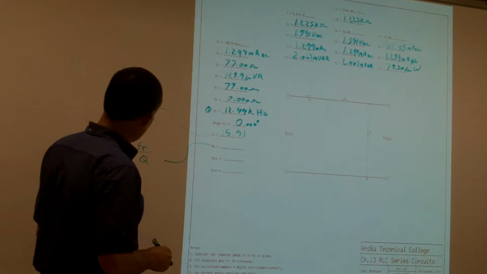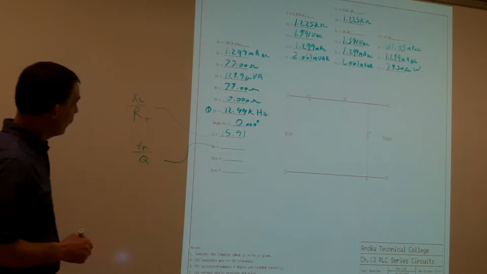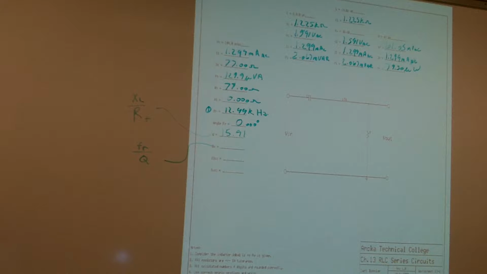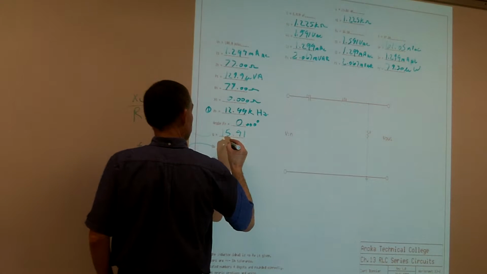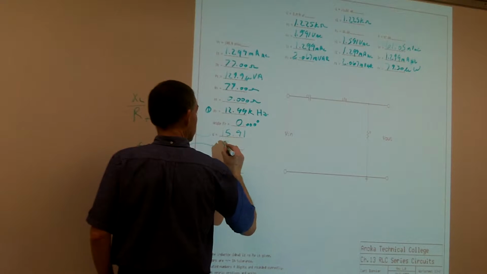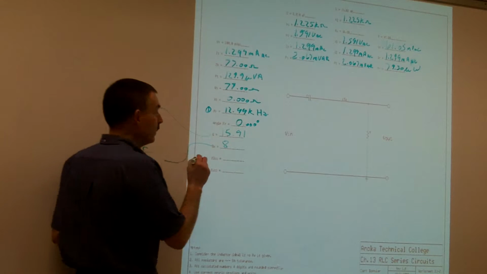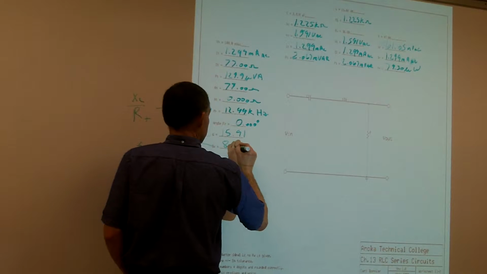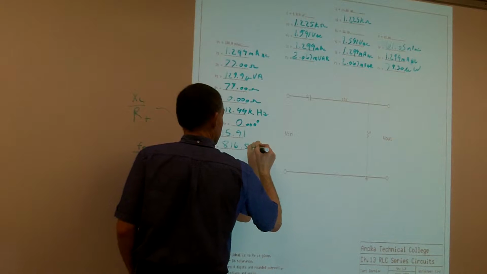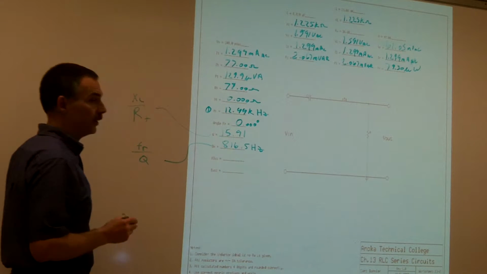All right, so then our bandwidth is going to equal what? 816.47. Oh crap, I didn't write down if that's kilohertz or not. That's 816.5 hertz. Okay, everyone get that then?